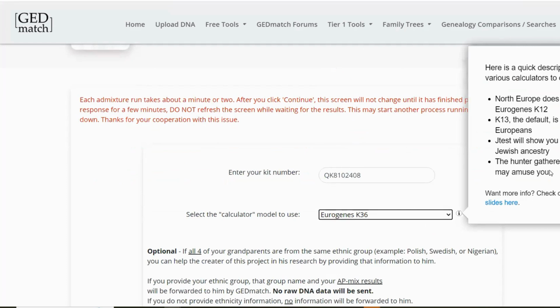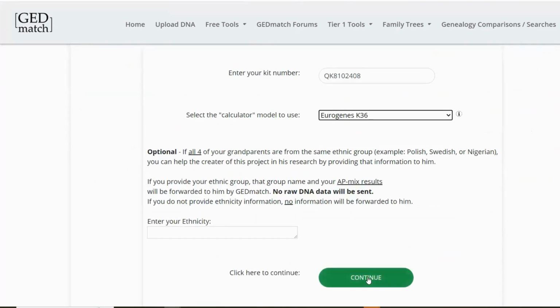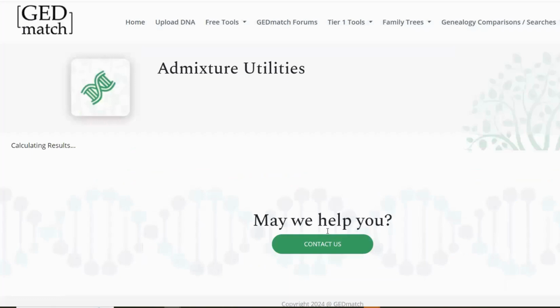Okay, and then continue. I like how they use the word "amuse you." Like, this is for entertainment purposes only, people. But it gives you an idea. You could take your own GEDmatch number and look at everything that makes you.